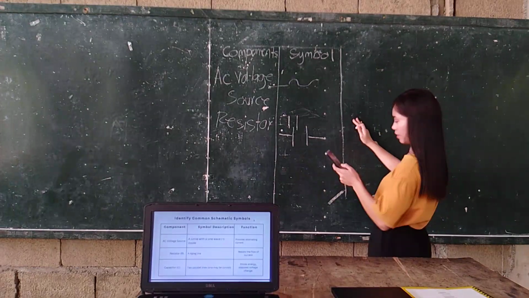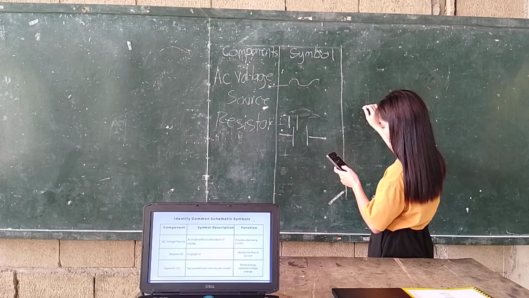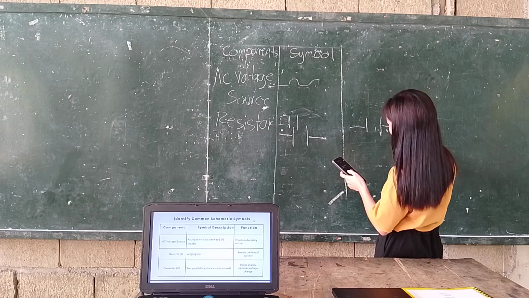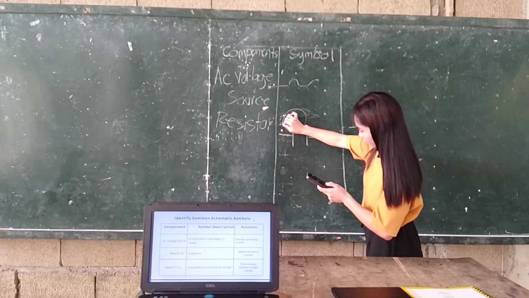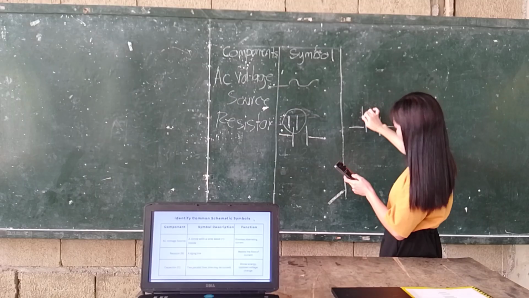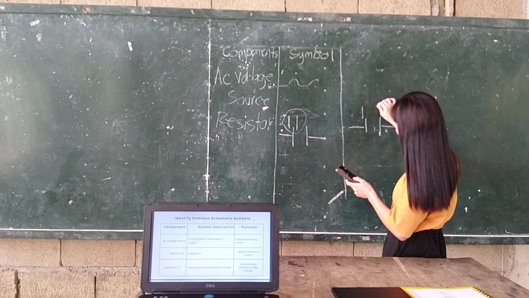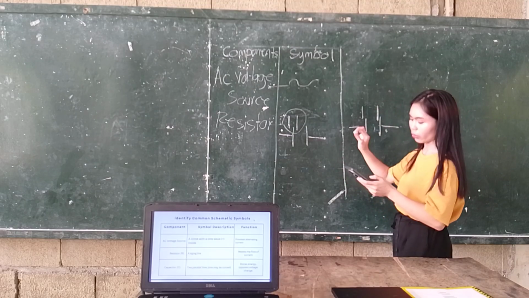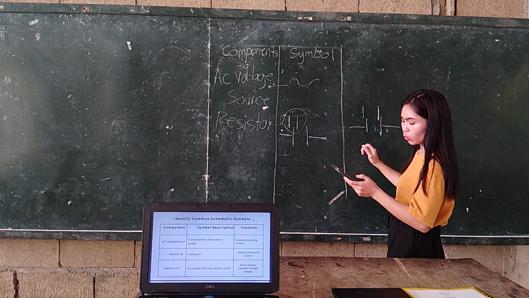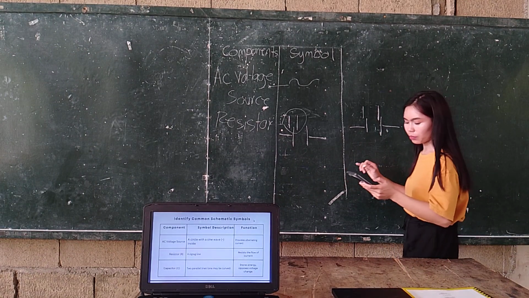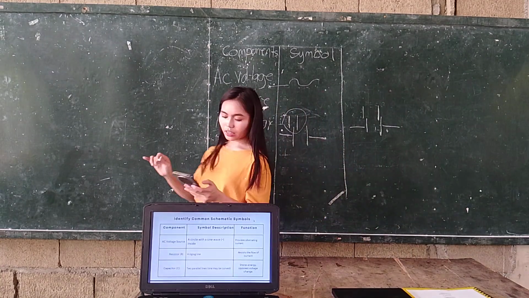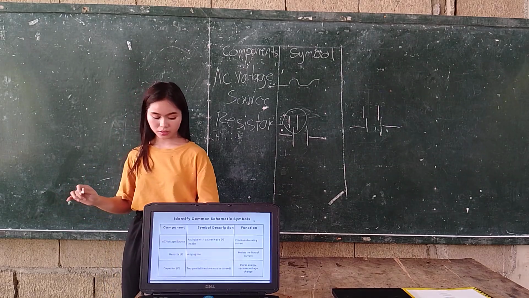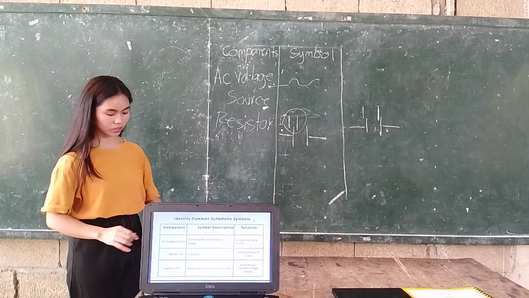Okay, I will draw it. It has the same line, but the difference is that one line is curved, and the other line is on the right side. This is the non-polarized capacitor. The two parallel lines represent the plates of the capacitor, and it is used for ceramic, film, and other non-polarized capacitors. So those are the two types of capacitor.